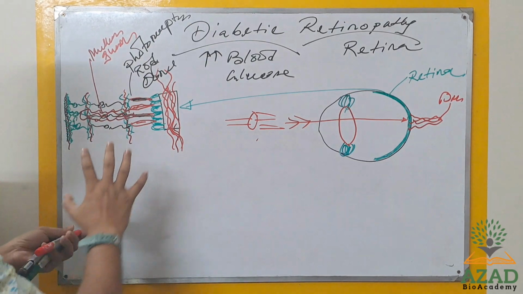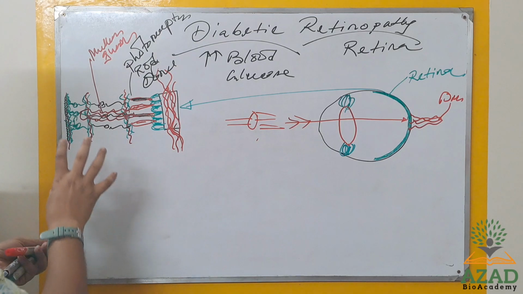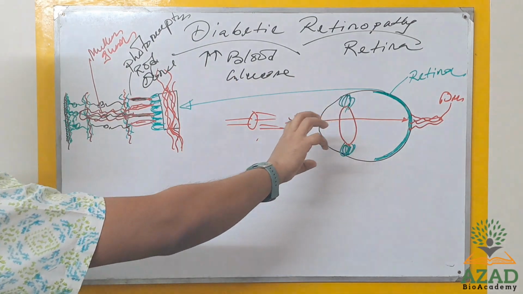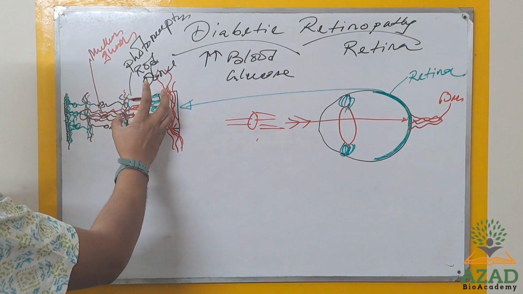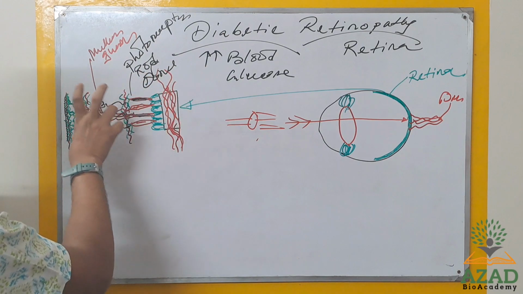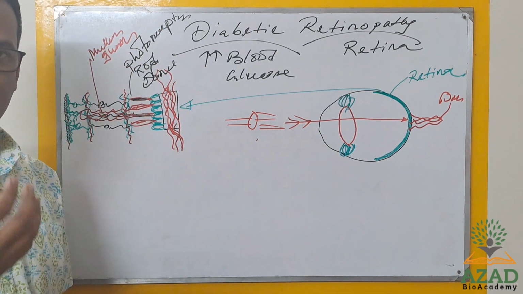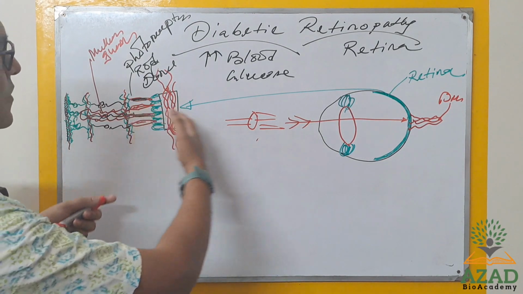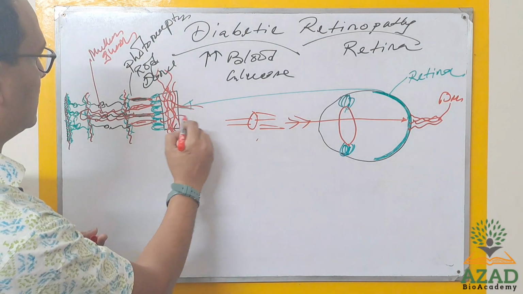Okay, so what would be the overall pathway? Your light must reach the photoreceptor, because it will receive the light. It will be activated, and it is connected with the optic nerve. Okay, optic nerve over there.